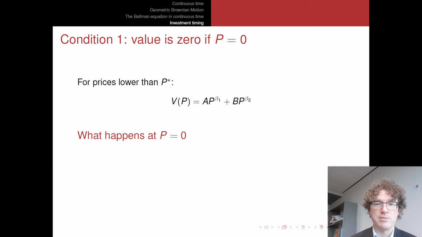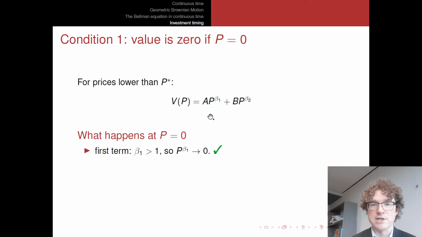Well, let's have a look. Let's just plug in p equals 0. What happens if p equals 0? This first term: remember, beta 1 was bigger than 1, so 0 to some positive power is 0. So indeed, whatever a is, this first term nicely goes to 0 as it should. Option value is 0 as p goes to 0.